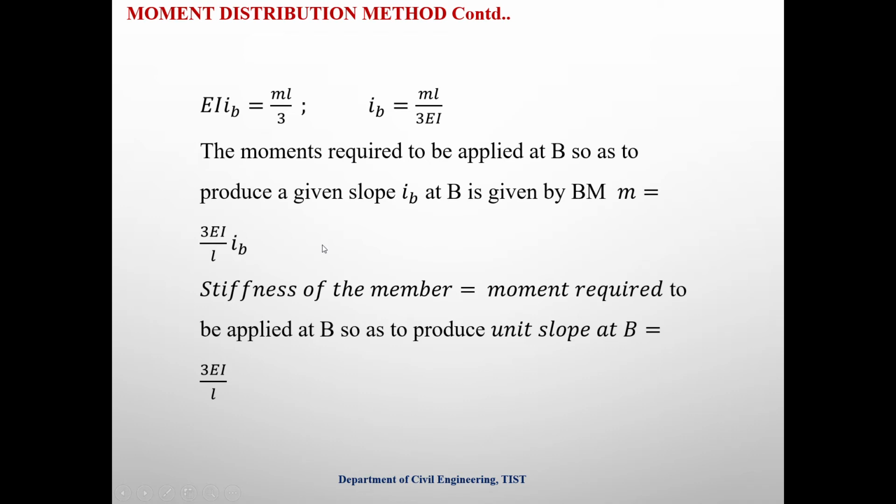That means if the far end is fixed, then the stiffness of that member will be 4EI by L, and the carryover factor is half. If the far end is hinged, then the stiffness of that particular member is 3EI by L and the carryover moment is 0.